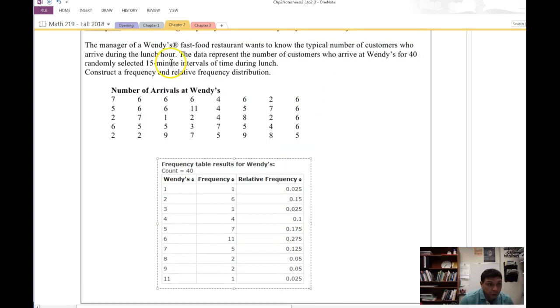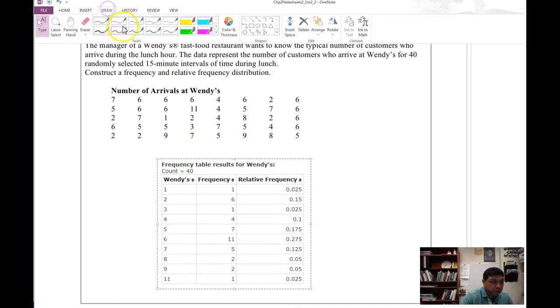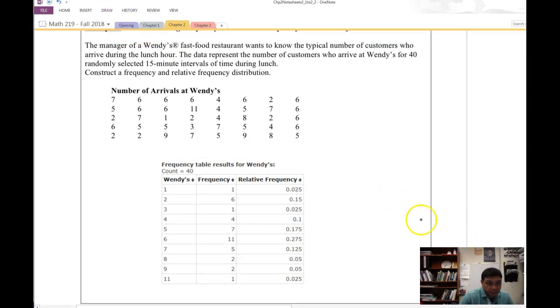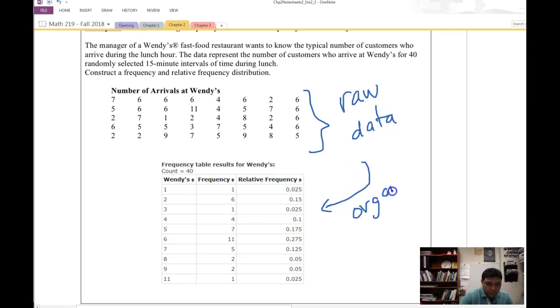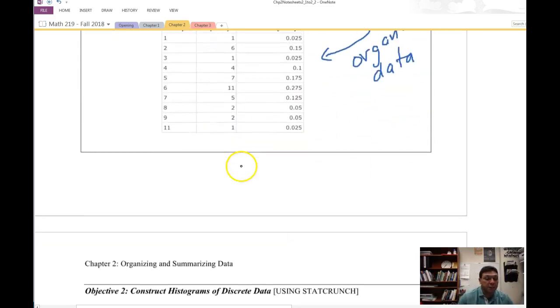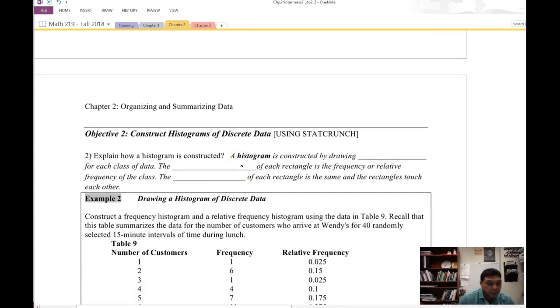Organizing raw data: it's important to acknowledge that this right here is what we call raw data. And then down here, this is organized data. This is where we show you the different techniques to organize data, because it's easier to read here. So that's what we're looking at. Let's go ahead and take a look at one more here.